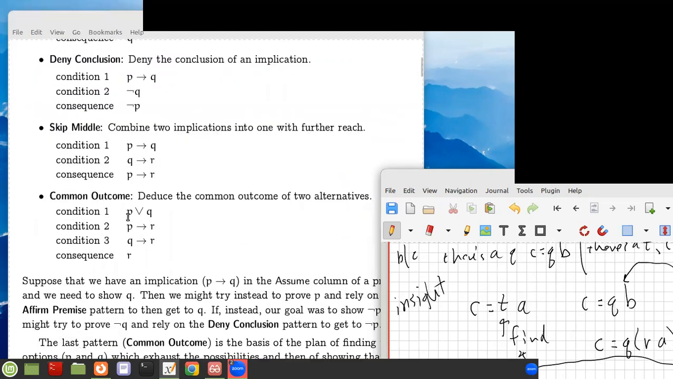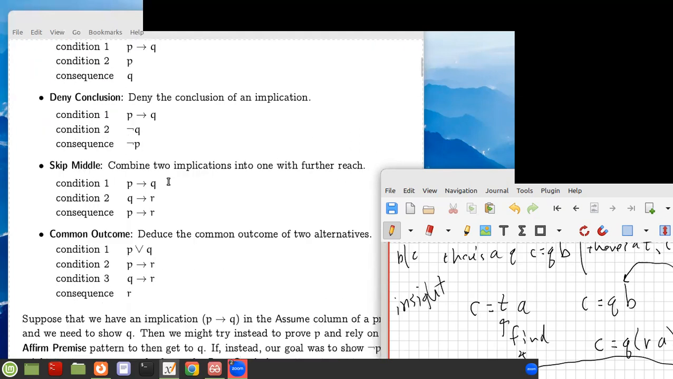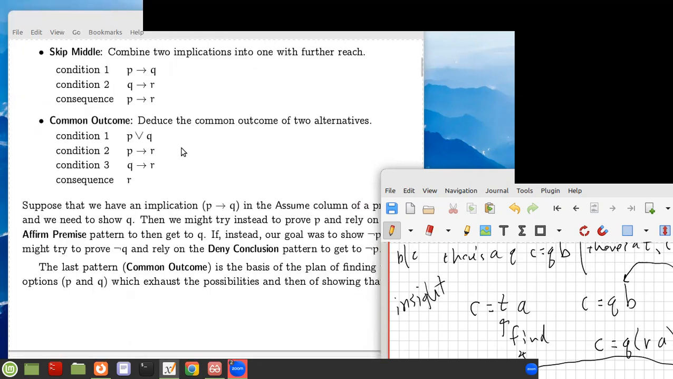Another common outcome: if either P is true or Q is true, and P implies R, and Q implies R, then you know R is true because we only have two alternatives, P or Q. And in both cases, they imply another result R. Well, R has got to be true because it doesn't matter whether P is true or Q is true. So all of these are ways that people actually think, and you probably intuitively use these patterns of reasoning to think through things that happen in everyday life, although you may not be aware of it.